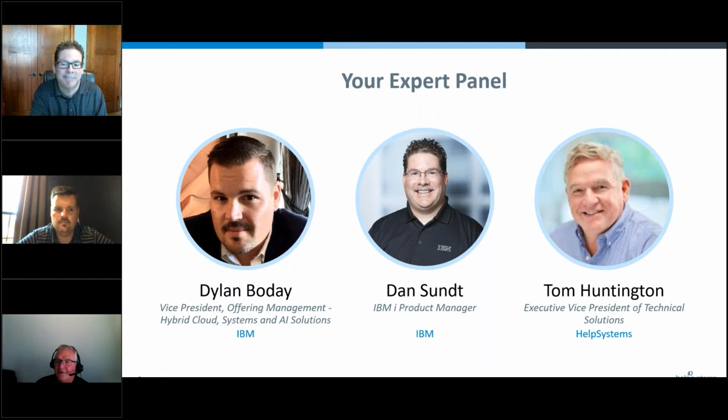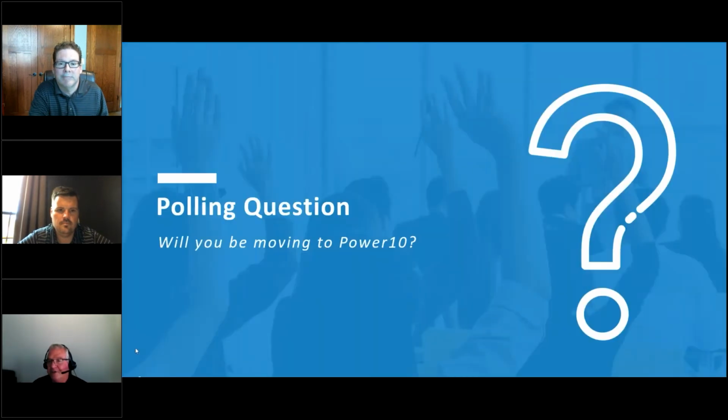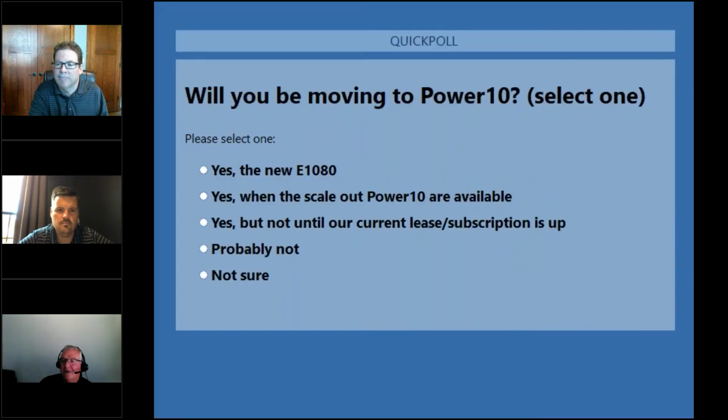And so I'm Tom Huntington. I'm our Executive Vice President of Technical Solutions at HelpSystems, and I'm an IBM Power Champion, which I've been for the last 6-7 years. So I'll be working as moderator and presenter today. Very excited to be with all of you to share yet another milestone in the Power technology from IBM in the Power10 technology. But before we get too far down the road, let's start with a polling question, and I'm going to launch that up in front of you right now.